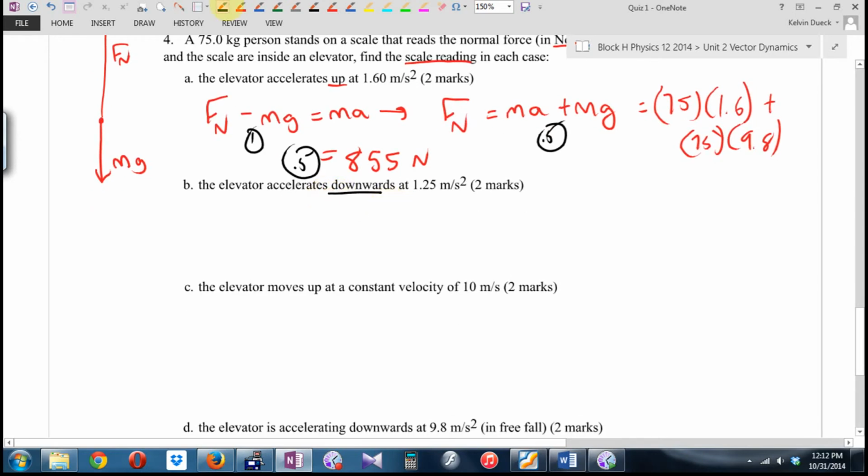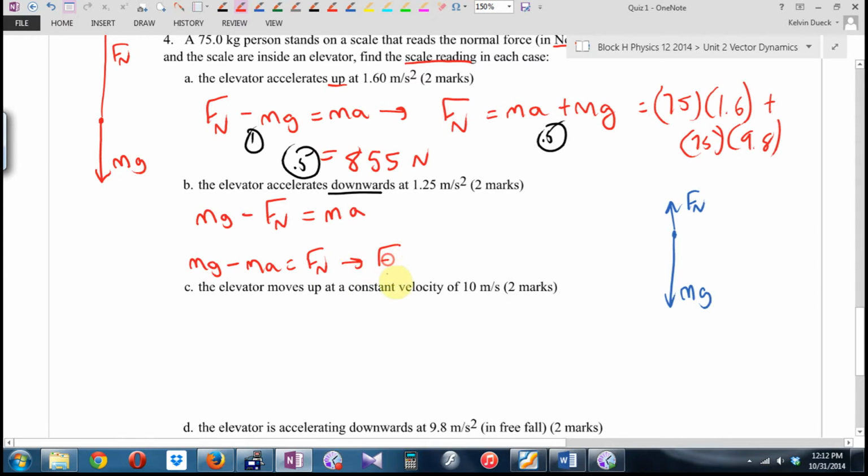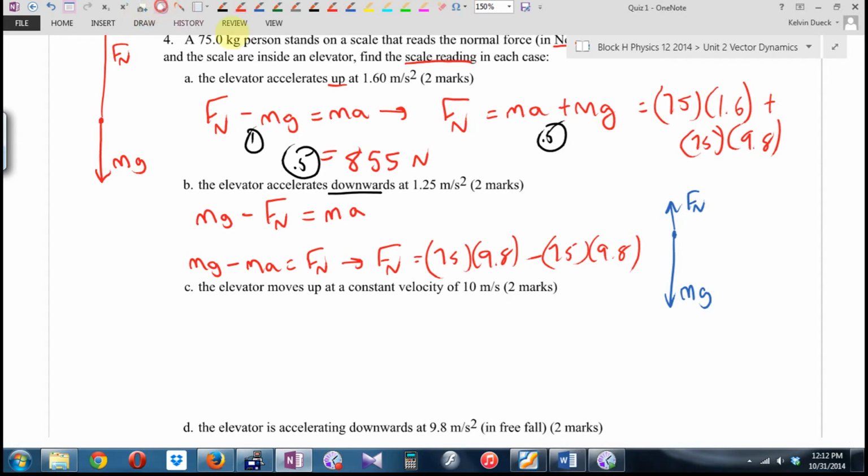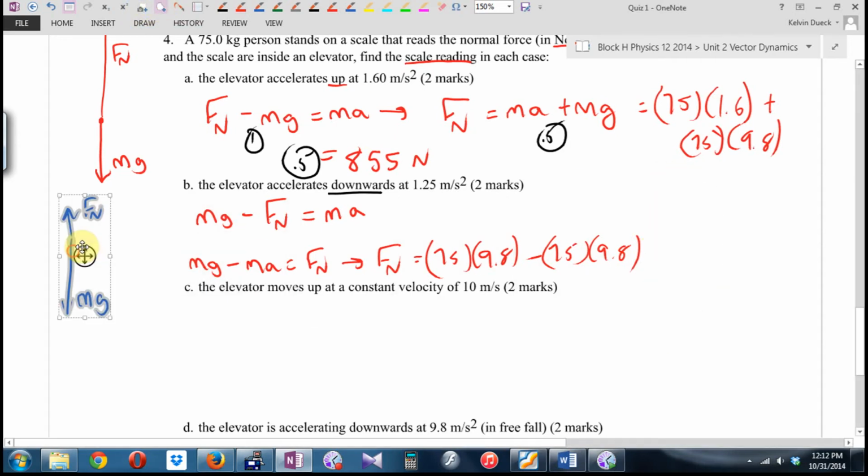Accelerates downwards. That's going to be a different free body diagram. That's going to look like this. The normal force is going to be smaller. My equation is going to be gravity winning, normal force losing, ma. My equation is going to be mg minus ma equals Fn. Fn is going to be m, 75, g, 9.8, minus m, 75, a. Running out of room here. Let's move my free body diagram over there.